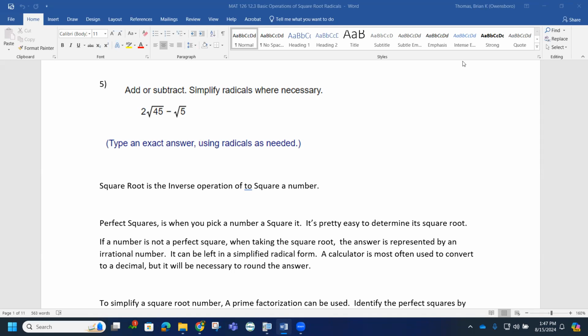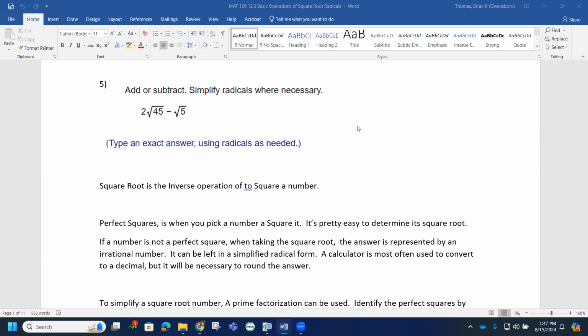So we start to move into chapter 12. I think this is 12.3, simplifying radicals. Again, in working with radicals, there are different types of radicals.